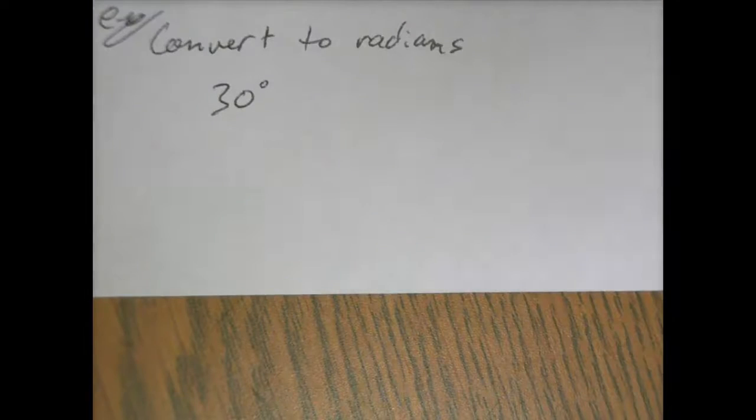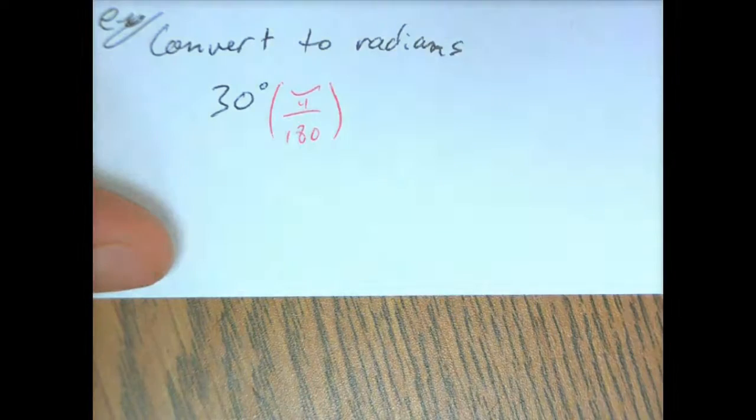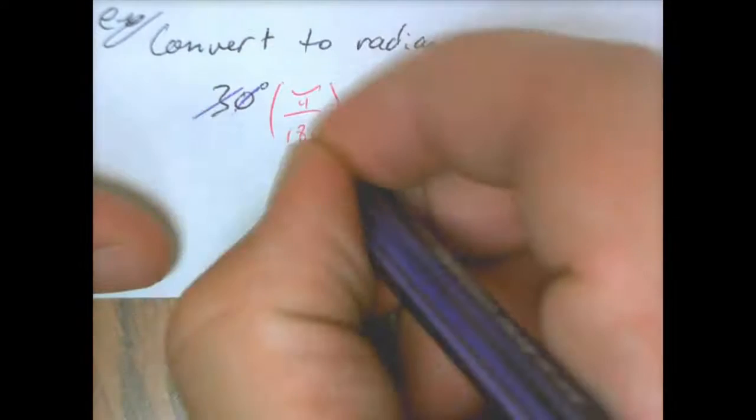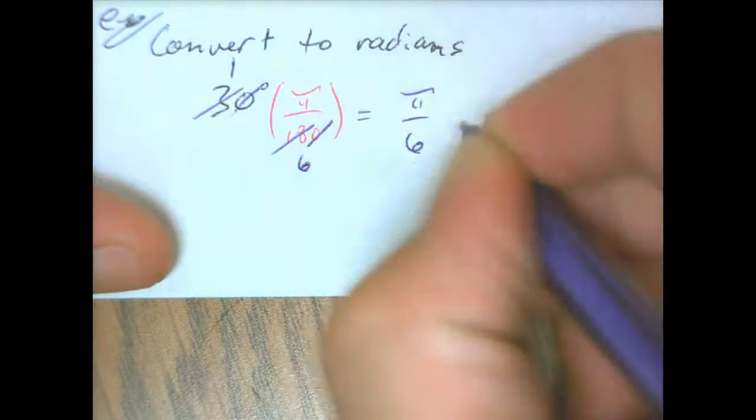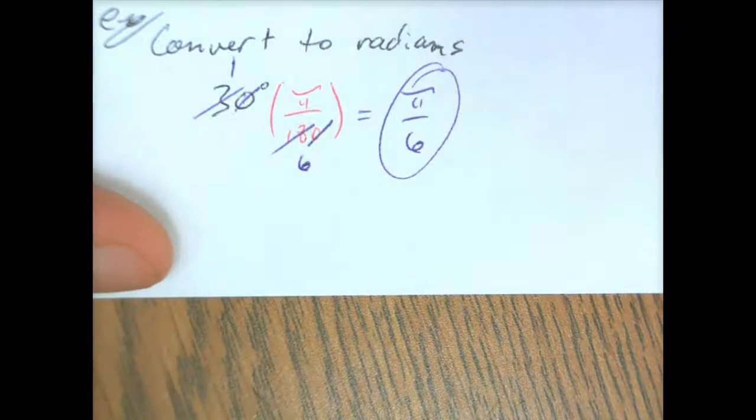All right, so if I want to convert 30 degrees to radians, I'm going to multiply by pi over 180. The easiest way to do this is probably going to be cross-reduce. I know I can divide by 10 on both of them, and 3 over 18 is 1 over 6, so this is the same thing as pi over 6. There it is in radians.